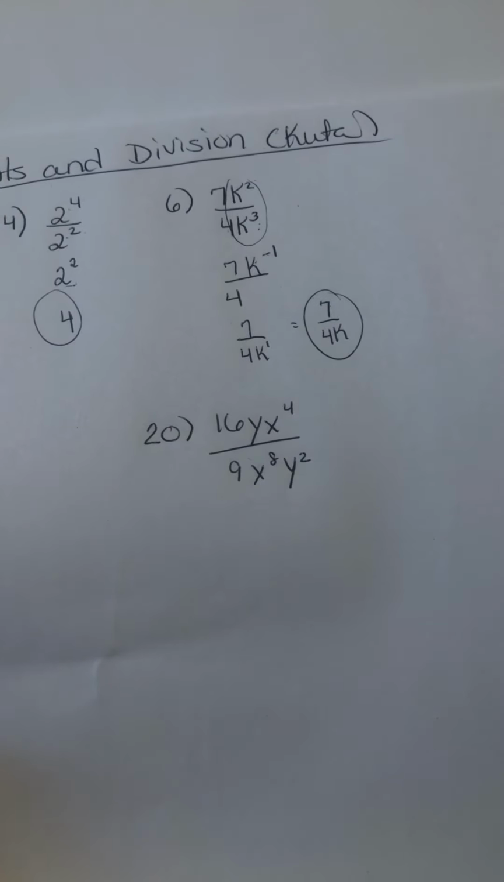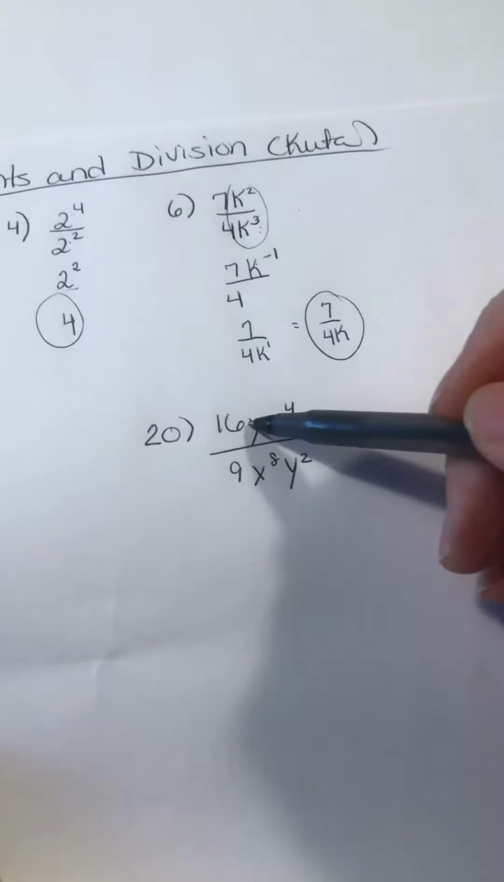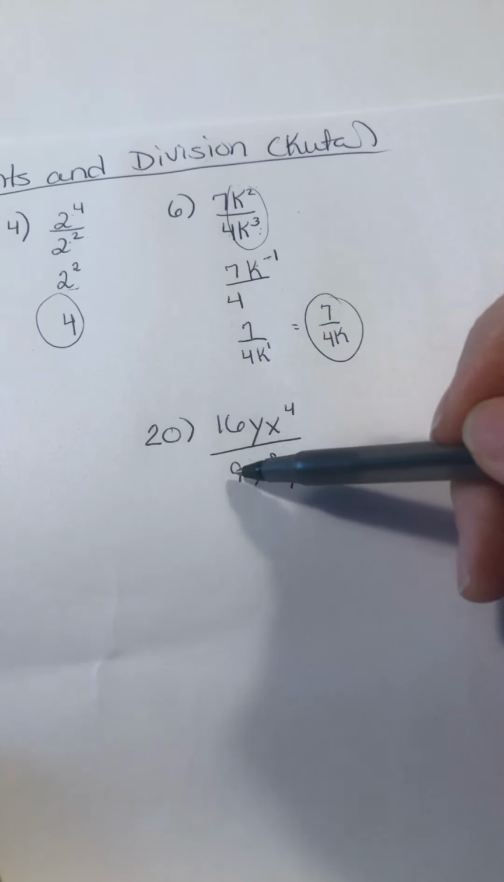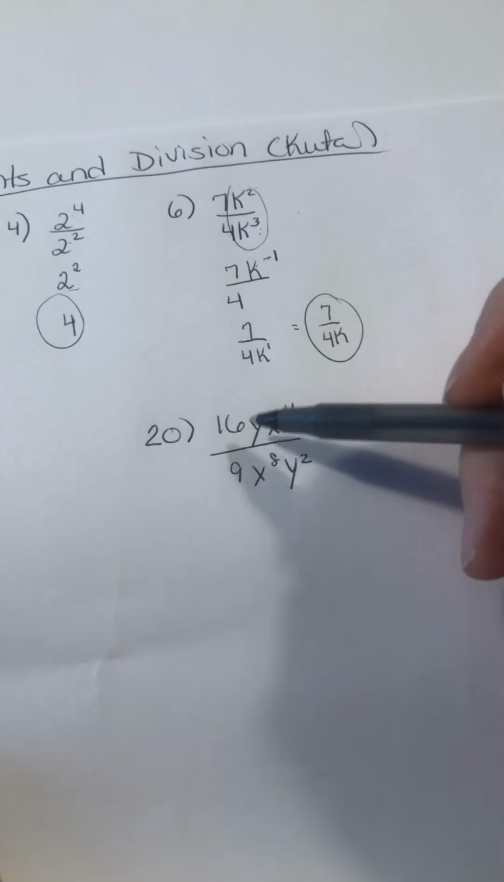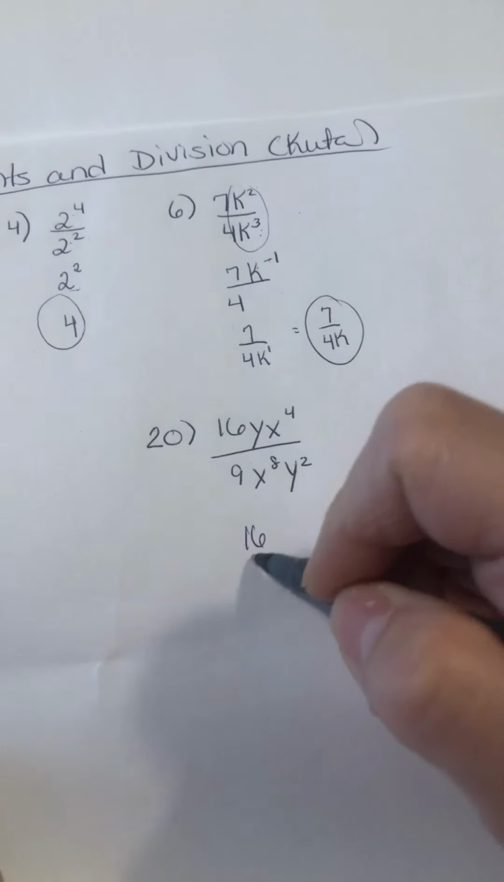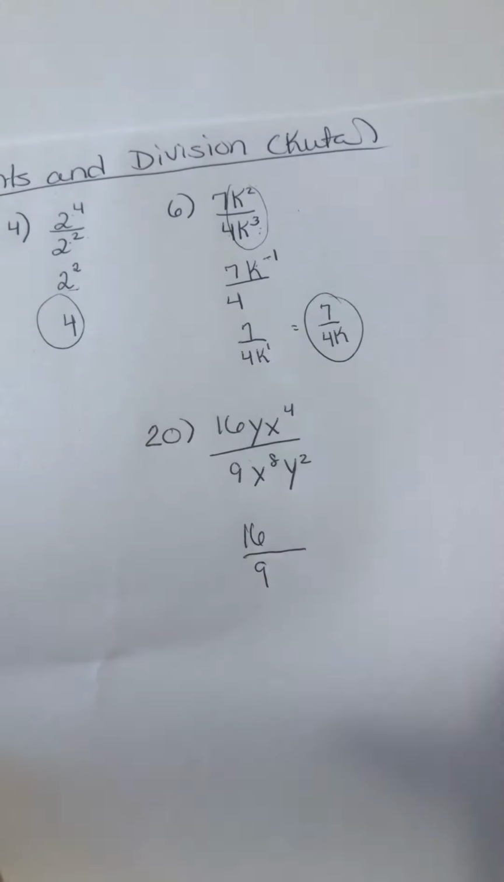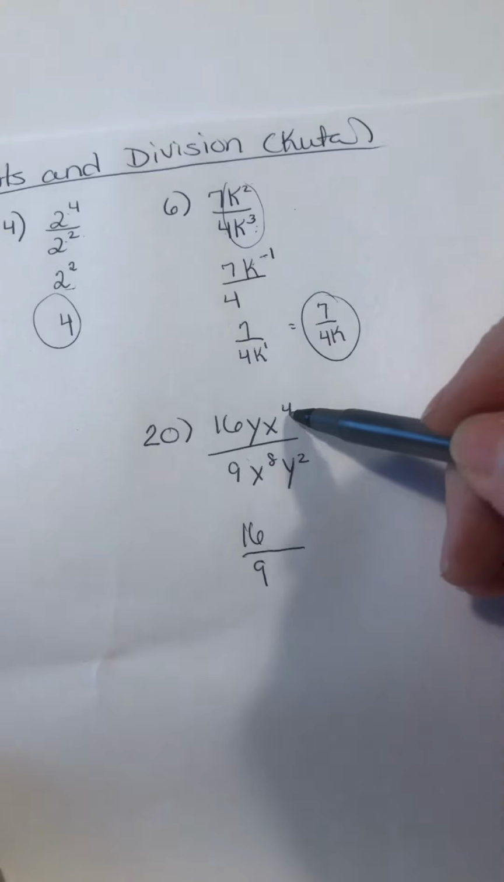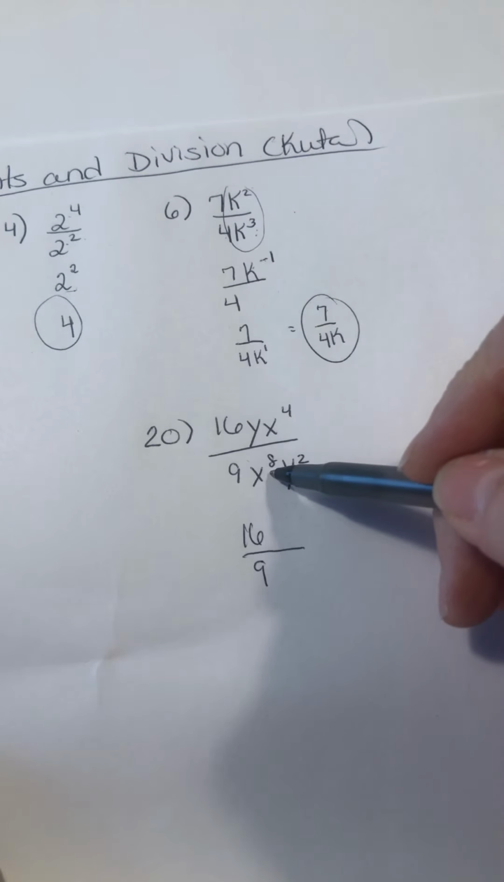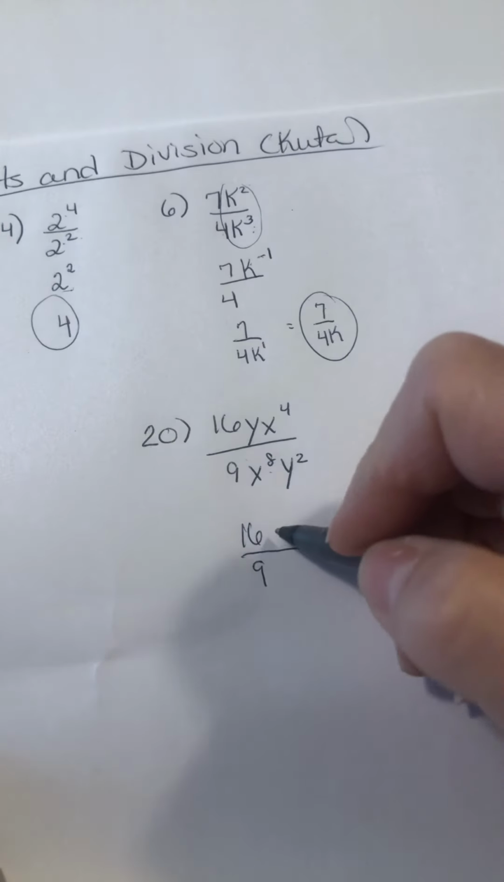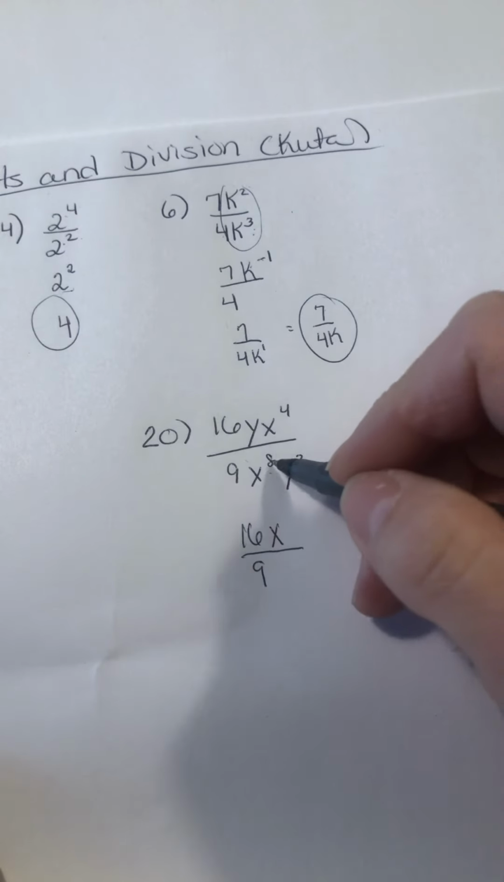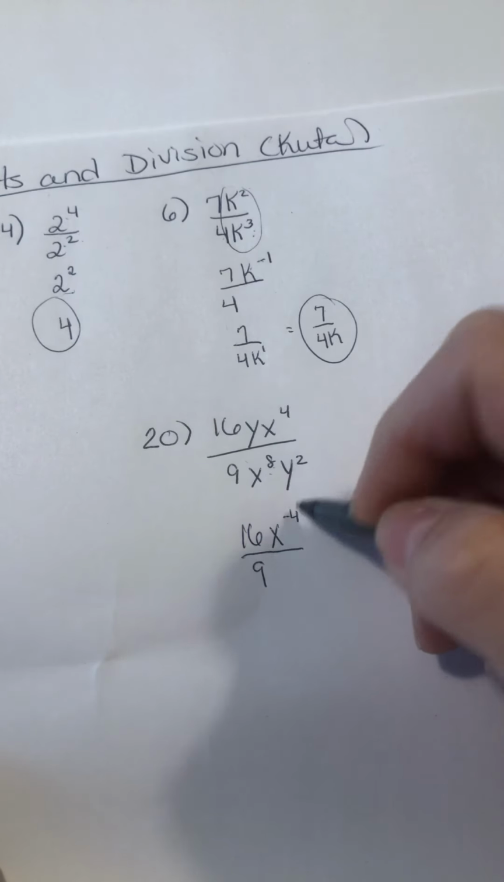16 times yx to the 4th divided by 9x to the 8th y squared. There is not any number that divides into the 16 and the 9 evenly, so we're going to leave the 16 and the 9 the way that they are. However, now I'm looking at x to the 4th divided by x to the 8th. So 4 minus 8 is negative 4.